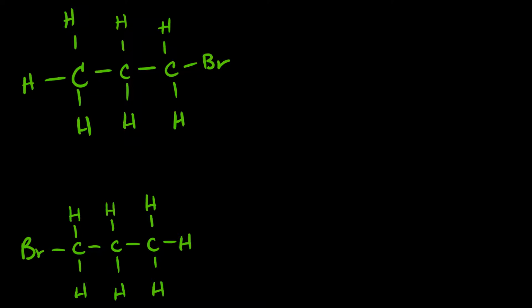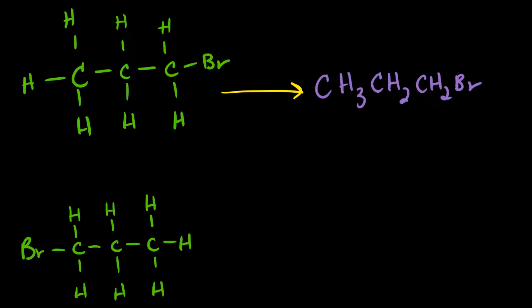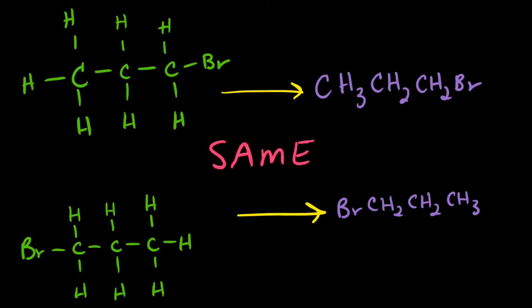The condensed formula for this Lewis structure would appear as CH3, CH2, CH2Br, with the bromine atom written on the end. If the bromine were on the other end, like we see at the bottom, you would write this as Br, CH2, CH2, CH3. But hopefully you're able to tell that really these are the exact same structure. And so if you were to flip one of them around, you would have the other.